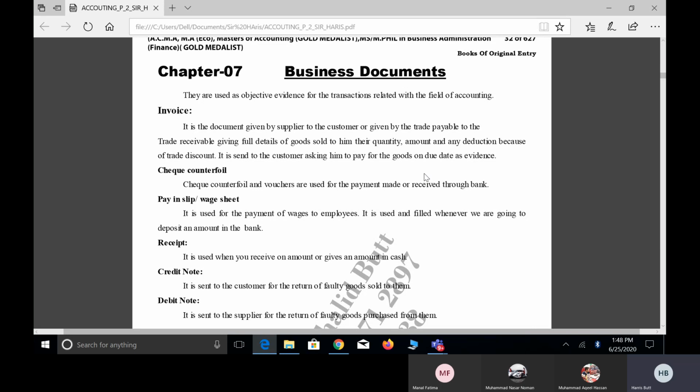I explained receipt briefly just to make it understandable. The first one is basically invoice. As I discussed, we will do accounting concepts, and I will upload a quiz for you. You have to solve that quiz and send it back to me. It will be an easy one. It will not be that difficult.